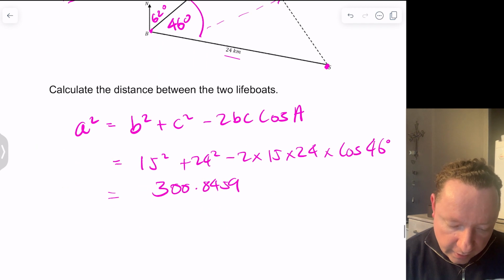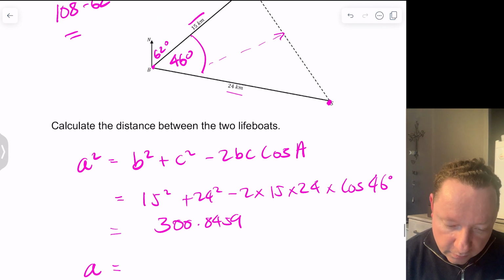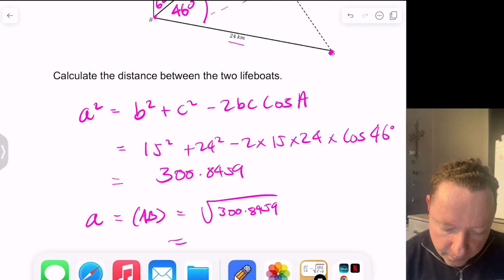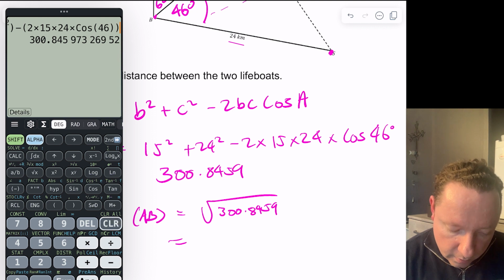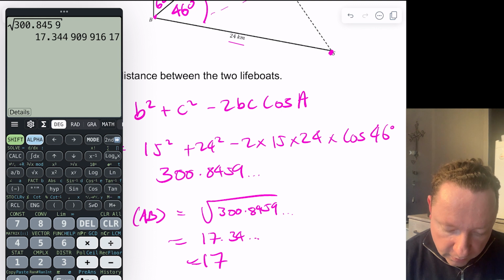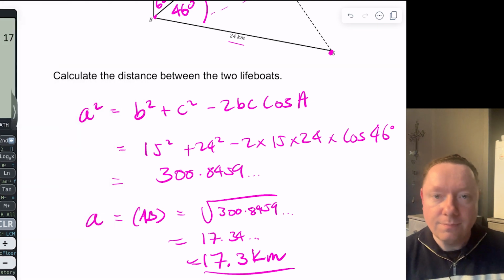So that means that the length A, which is the distance between A and B, is the square root of that number. So we'll just get a calculator again. Square root of... I'll just put dot dot dot there so we know it's not been rounded. 17.34. I'm happy to make that 17.3 or 17.34. Let's just make it 17.3 and it's kilometres, and we're done there.